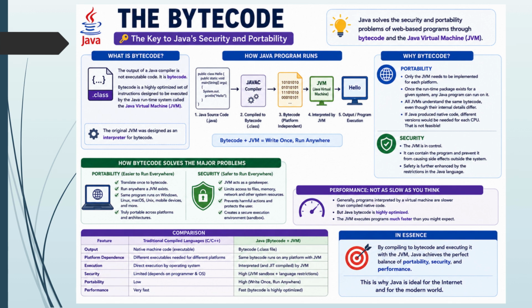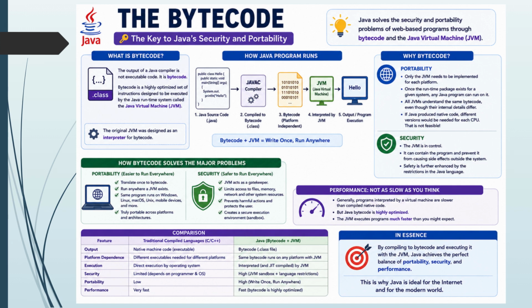Comparison. Feature: traditional compiled languages, C and C++, versus Java, bytecode plus JVM. Output: native machine code, executable, versus bytecode, class file. Platform dependence: different executables needed for different platforms, versus the same bytecode runs on any platform with a JVM. Execution: direct execution by the operating system, versus interpreted and JIT compiled by the JVM. Security: limited, depends on the programmer and OS, versus high, JVM sandbox plus language restrictions. Portability: low, versus high, write once, run anywhere. Performance: very fast, versus bytecode is highly optimized.